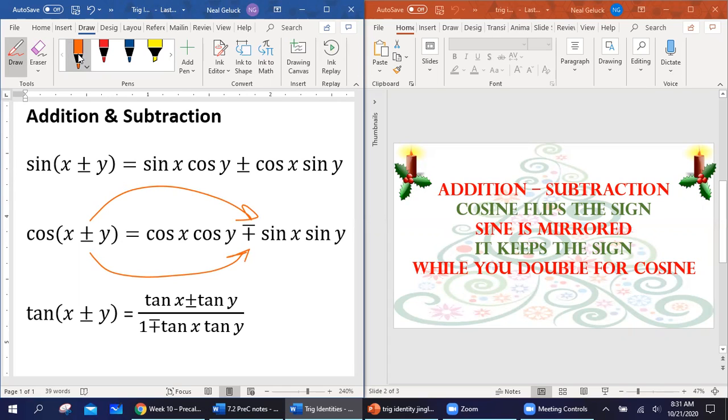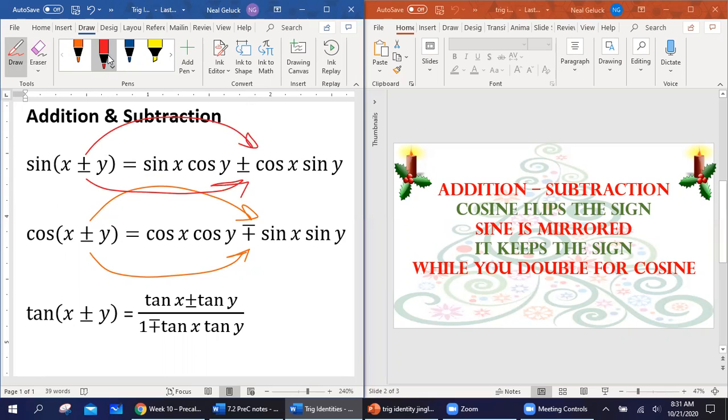Sine is mirrored. What do I mean by that? Notice that the identity goes sine, cosine, cosine, sine. So there's like a vertical mirror reflection kind of thing happening here. It keeps the sign. Sine keeps the sign. So if it's positive, it will be positive. If it's negative, it will be negative.